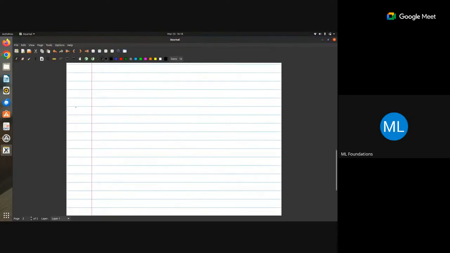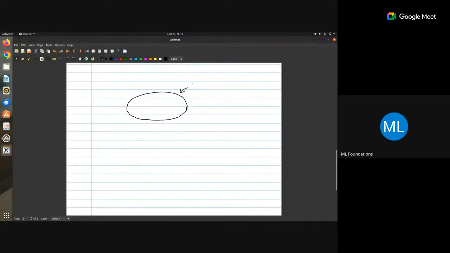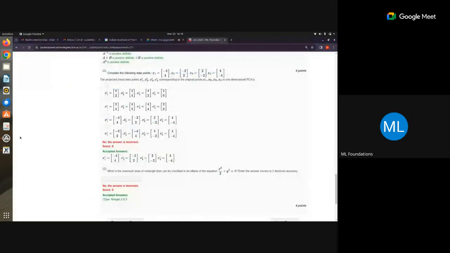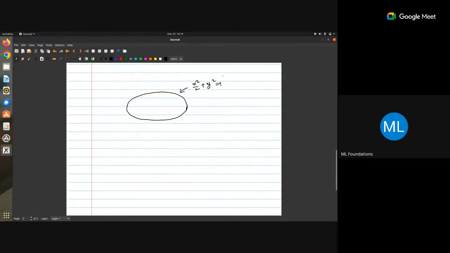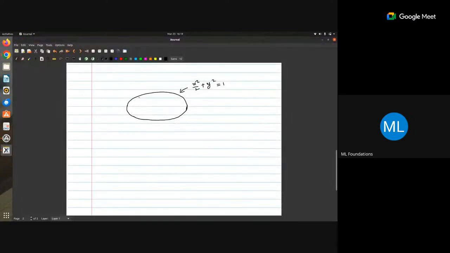What we wanted to find is, if there is an ellipse here, suppose this is an ellipse with this equation, x square by 2 plus y square equals to 1, right? So this is the equation of the ellipse. Now we wanted to have a rectangle inside this ellipse.